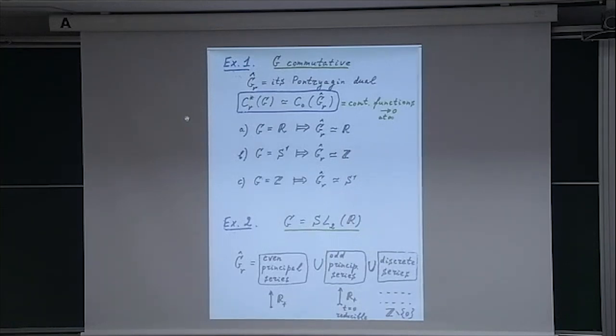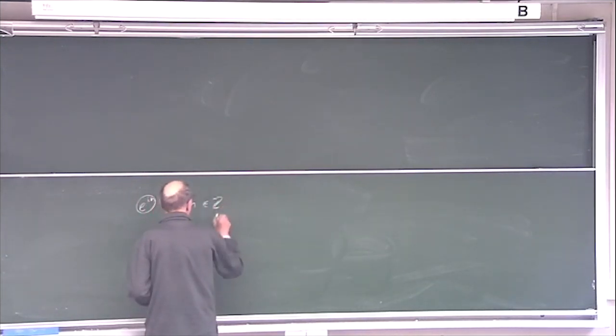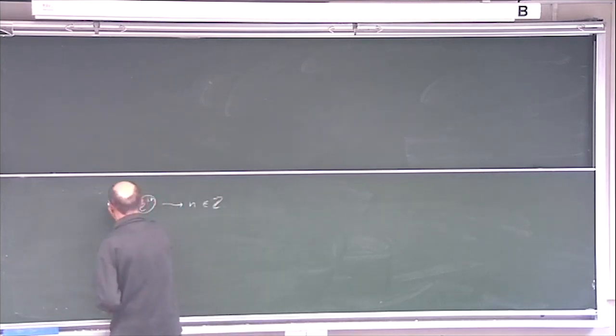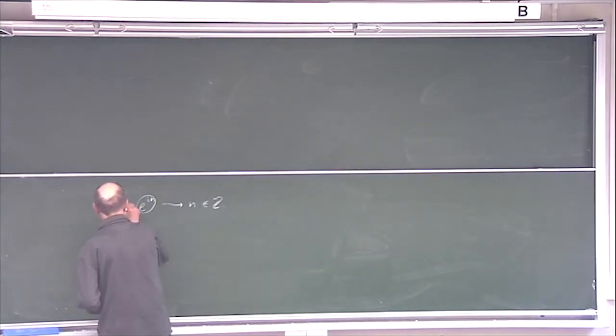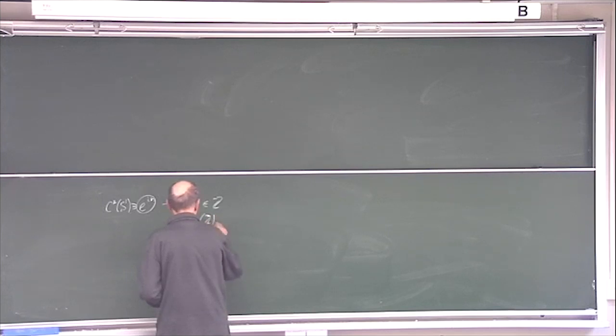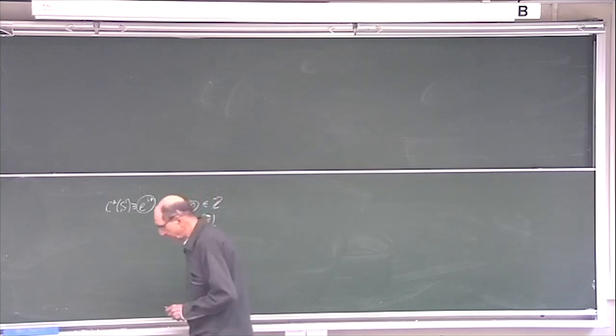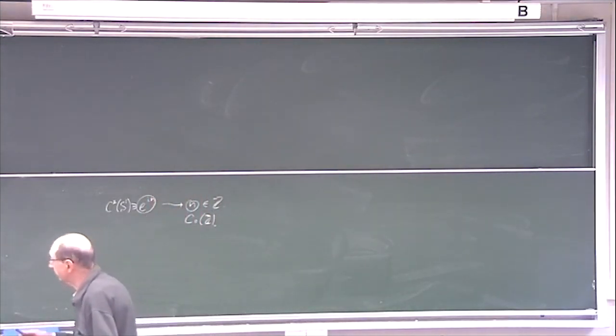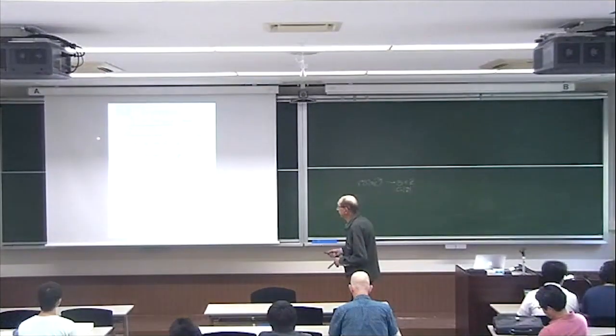So how does it work? On the circle you have just the usual functions, the exponentials e to the i n theta, and then they go into n in Z. This is the dual: C-star of S1 goes into C0 of Z. So this is the Fourier transform, which is Pontryagin duality in this case, and backwards, of course, if you take Z, the Pontryagin dual will be the circle.